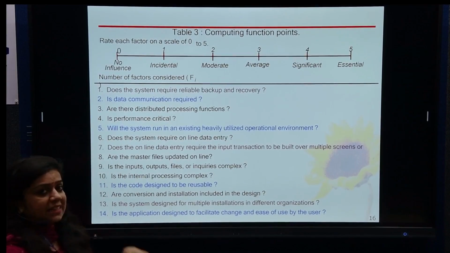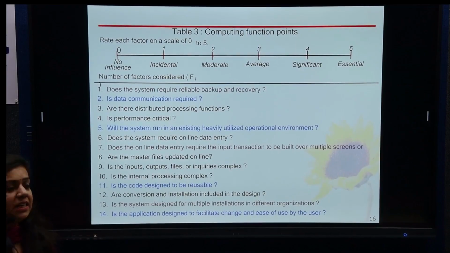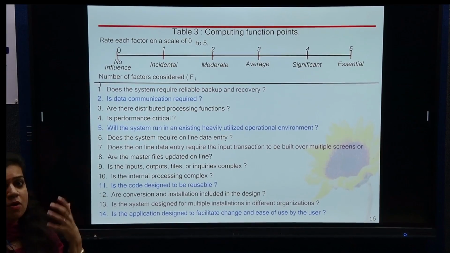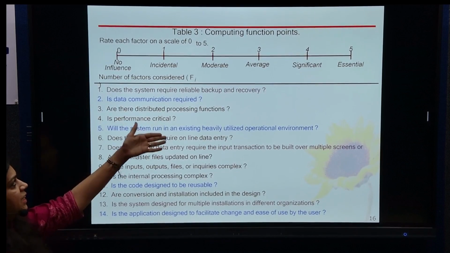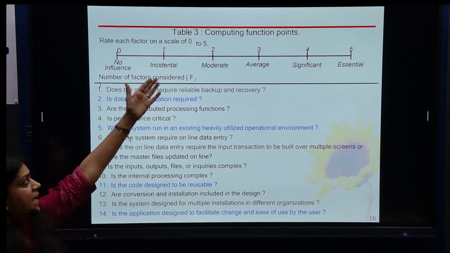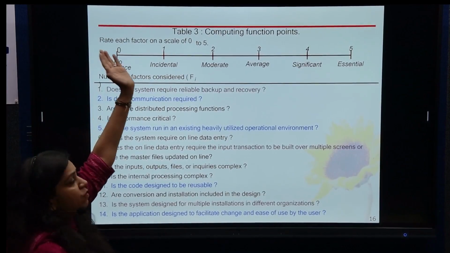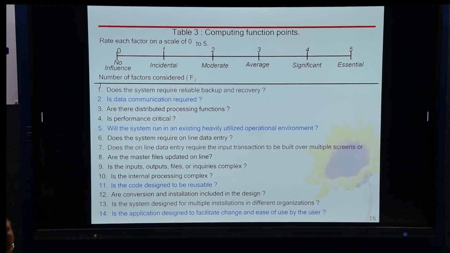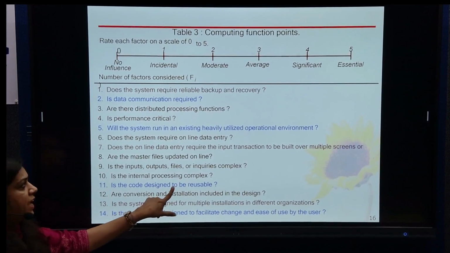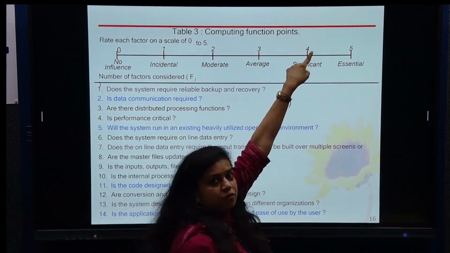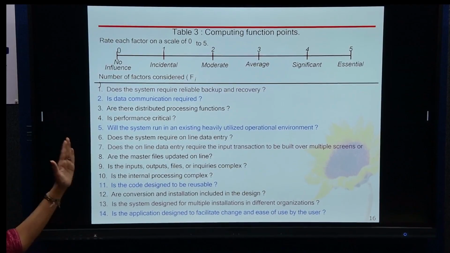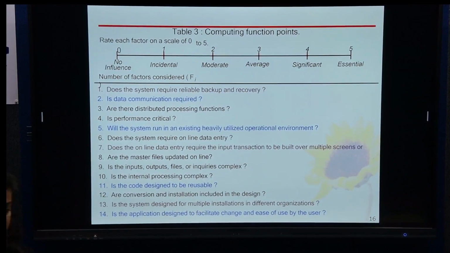And the organization determines their needs, on which scale they need to rate these factors. For example, for some organization, if performance is not critical, then they can rate it as no influence or incidental influence and they can assign it the value 0 or 1 accordingly. If we say that we need code that is designed to be reusable, it's very significant, then we can assign the value 4 to it. So, the organization will rate the factors according to their requirements.